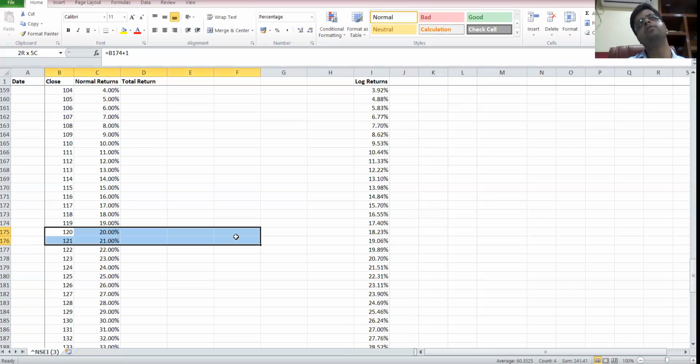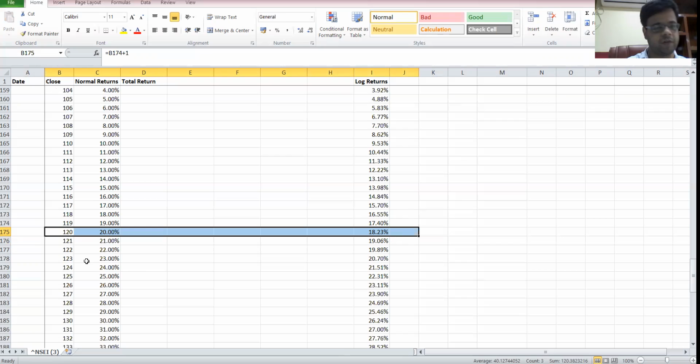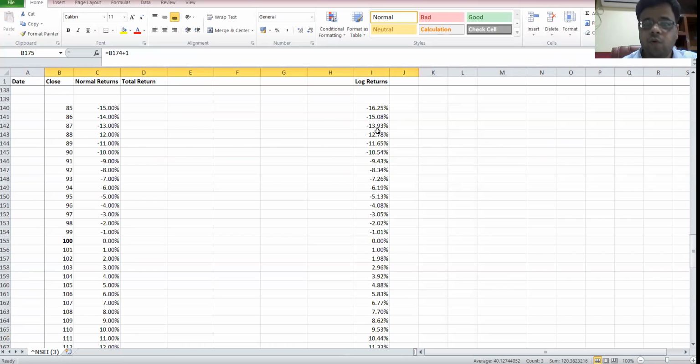CAGR wise talking, the last 10-year Nifty return has been 11%. This I'm talking pre-COVID time. So this is a pretty good way to actually think about your returns and calculate your returns much faster.